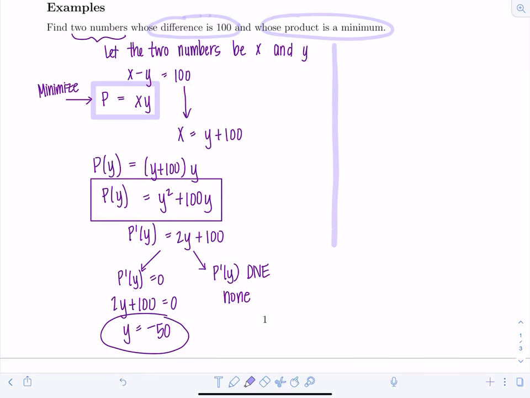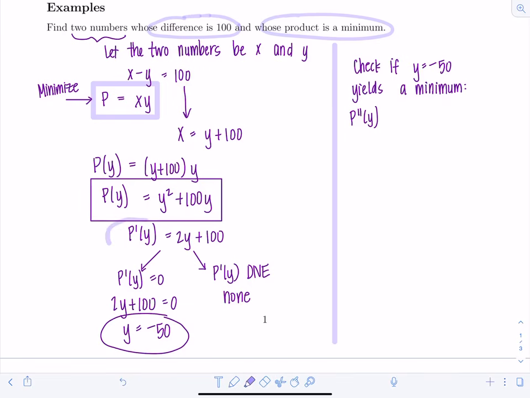Make sure you don't forget this part because it's essential in every single optimization. So we need to check if y equals negative 50 indeed yields a minimum. So remember, according to the second derivative test, if I know my critical value evaluated in the second derivative comes out to be positive, that means my function is concave up there, so that critical value is a min. So let's first compute p double prime of y.